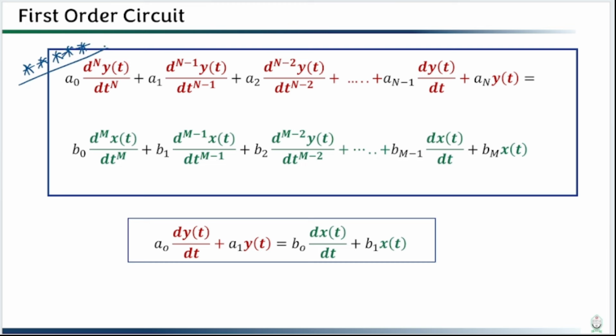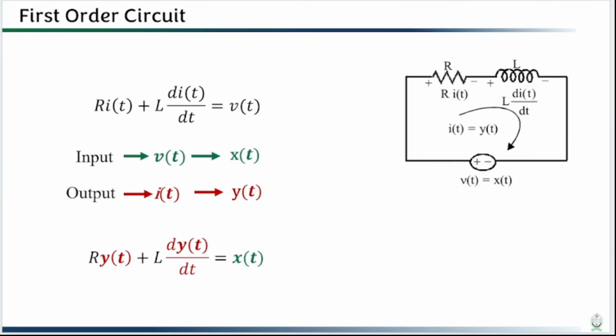And from there, if we convert the equation into a first order differential equation, this is how the general form of the differential equation would look like. And this type of first order differential equations can be visible from practical cases when we have RL circuits.